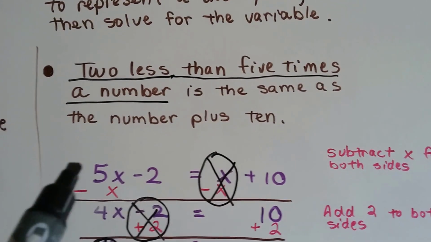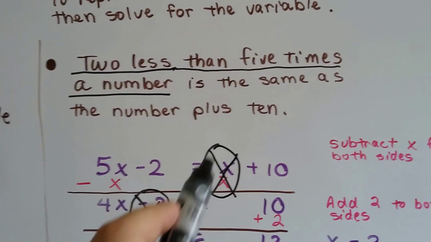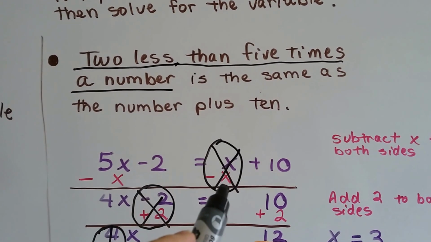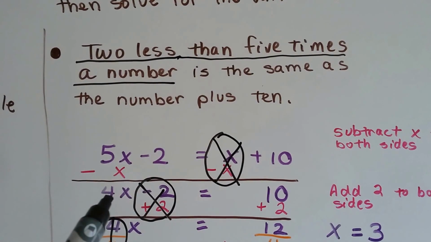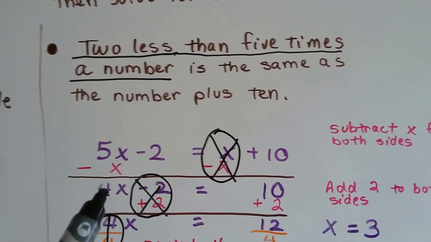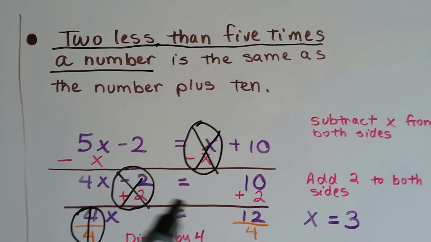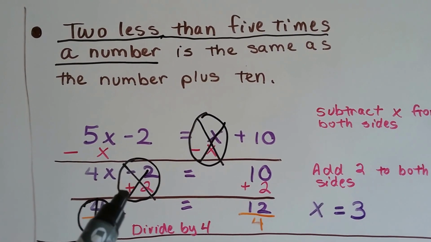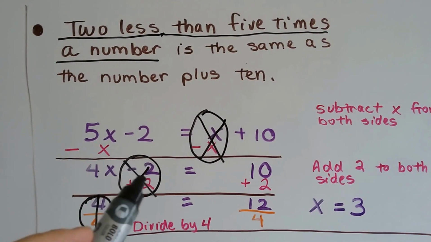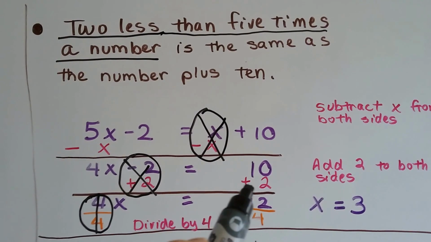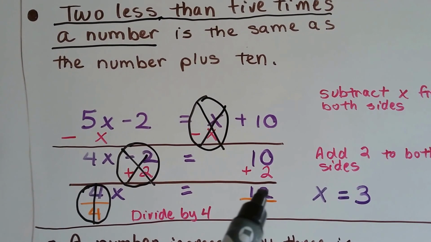So we've got 5x minus 2 equals x plus 10. We subtract x from both sides. The positive x and minus x cancel out and create a 0 pair. This one is taken from 5x and becomes 4x. Now we've got 4x minus 2 equals 10. We add 2 to both sides because this is a minus 2. The negative 2 and the positive 2 create another 0 pair and cancel each other out. This 10 plus the 2 makes a 12. And now we've got 4x equals 12.